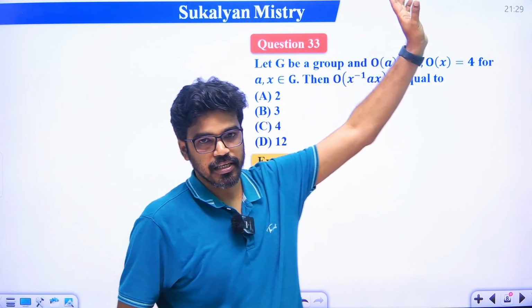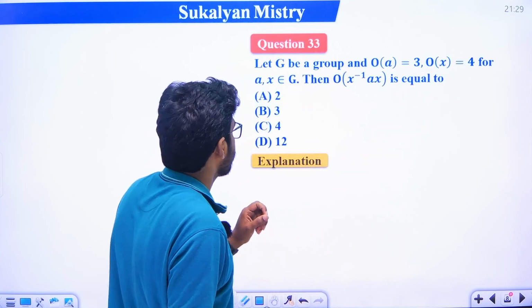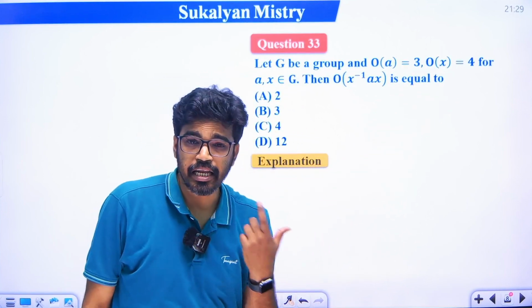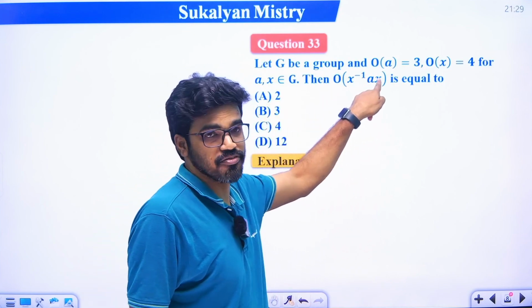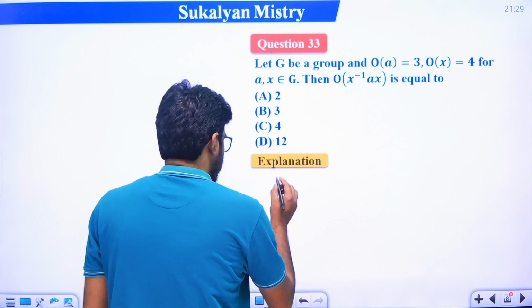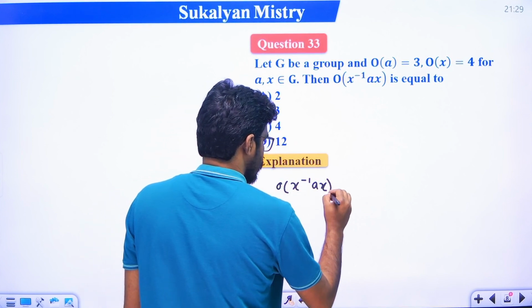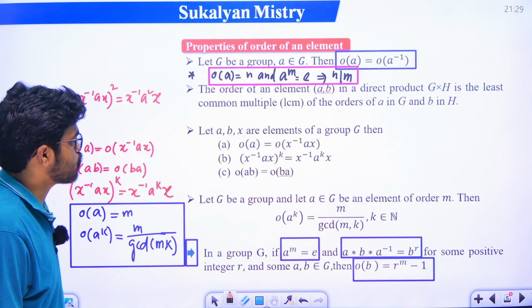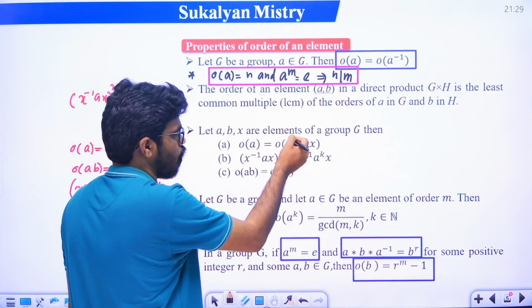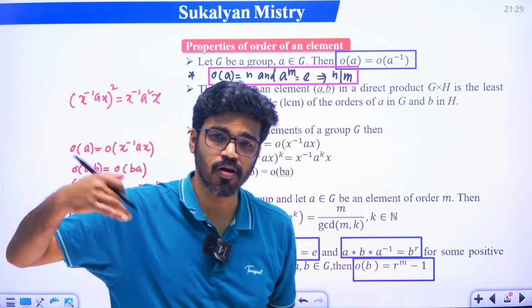Order of A is 3. It is given that the order of A is 3, the order of X is 4. A and X are elements of the group G. We have to find the order of X inverse AX. We know this property that the order of X inverse AX is basically the order of A. Right? Just recall this property. Order of A is equal to the order of X inverse AX. So the order of X inverse AX will be the order of A.